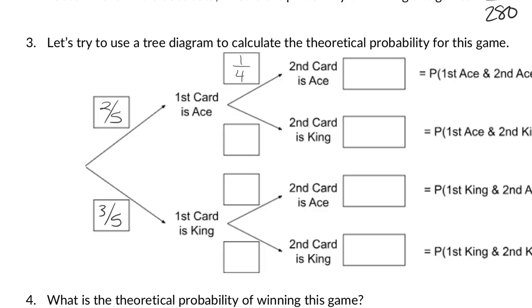What is the probability the second card is a king given that the first card was an ace? 3 out of 4, because there were still 3 kings left out of the 4 cards remaining on the table. What about the probability that the second card is an ace given that the first card is a king? 2 out of 4, because there were still 2 aces left out of the 4 cards. What about the second card being a king given the first card is a king? 2 out of 4, because there were still 2 kings left out of the 4 cards remaining.